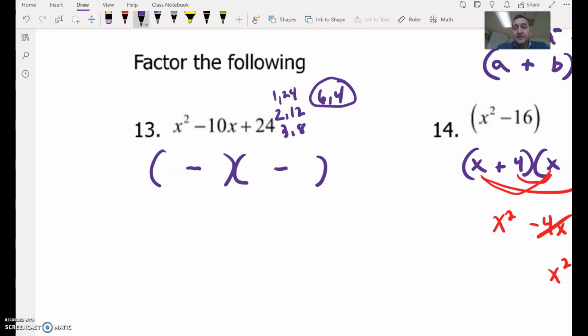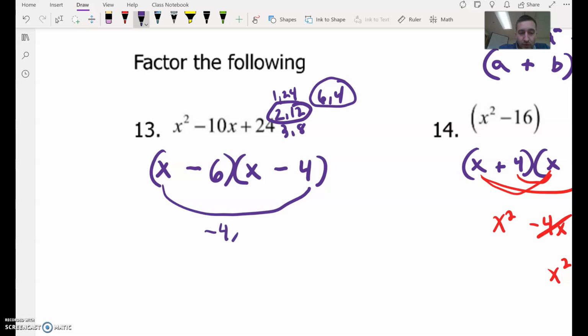So that matters. So let's start splitting it up. X squared just goes to x and x. And then I'm either going to use 6 and 4 or 2 and 12. I'm going to use 6 and 4, because if I used 2 and 12 and they were both negative, it wouldn't work out. So this is my only option here. If you want to check, this is why it's called guess and check. I recommend that you do the outside numbers. X times negative 4 is negative 4x.